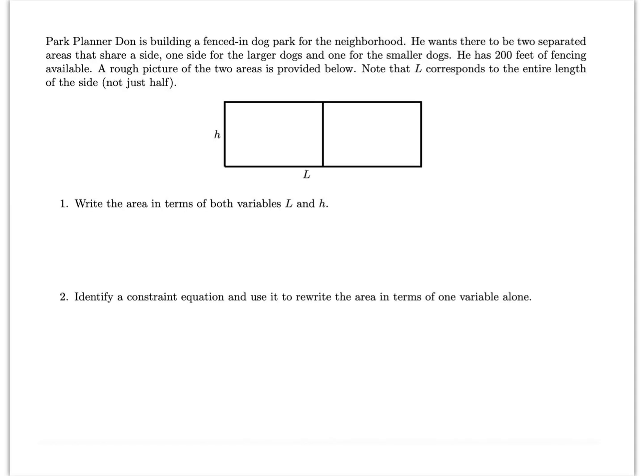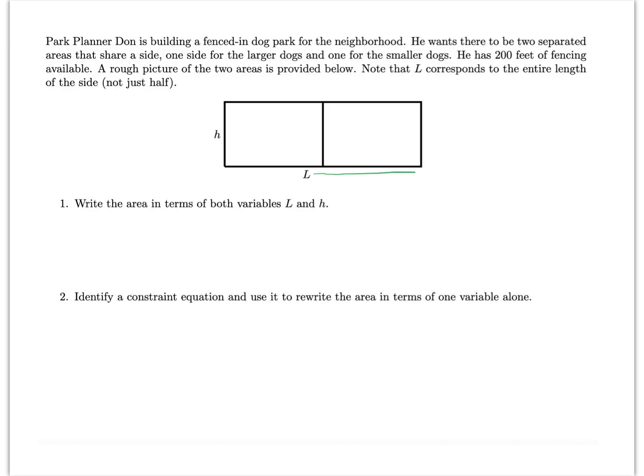Park planner Don is building a fenced-in dog park for the neighborhood. He wants there to be two separated areas that share a side, one for the larger dogs and one for the smaller dogs. He has 200 feet of fencing available. A rough picture of the two areas is provided below. Note that L corresponds to the entire length of the side, not just half.